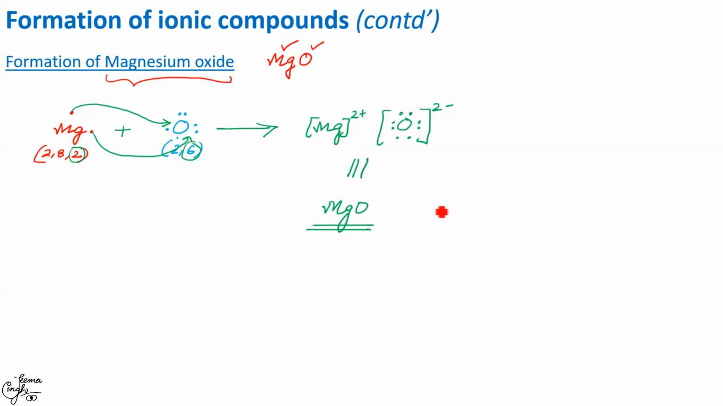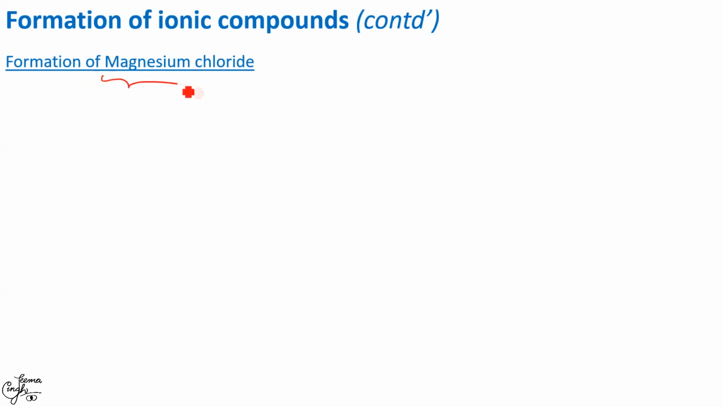Let us take one more example. Formation of magnesium chloride. The formula for magnesium chloride is MgCl2. Here magnesium is the metal, chlorine is the non-metal, but remember you have 2 chlorine atoms. Let me explain why. Writing the electron dot structure for magnesium, Mg 2, 8, 2, it has 2 valence electrons and therefore I am writing 2 dots. Coming on to chlorine, chlorine has a configuration of 2, 8, 7. It has 7 valence electrons, 1, 2, 3, 4, start pairing 5, 6, 7.